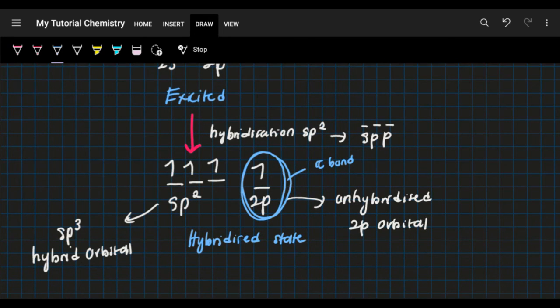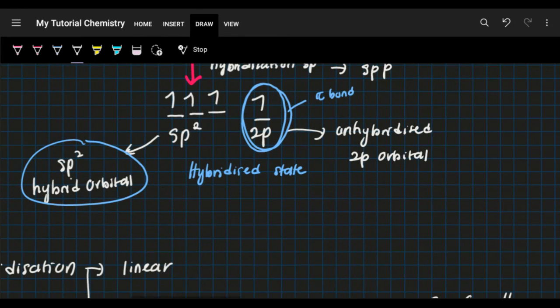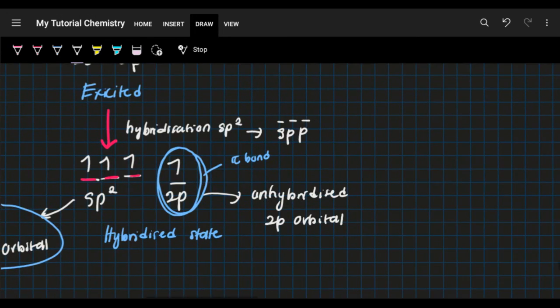Okay, sp2 hybrid orbital. How to draw the diagram for the sp2 hybrid orbital? The sp2 hybrid orbital has 3 orbitals. So the diagram is 1, 2, 3. So this is the sp2 orbital.